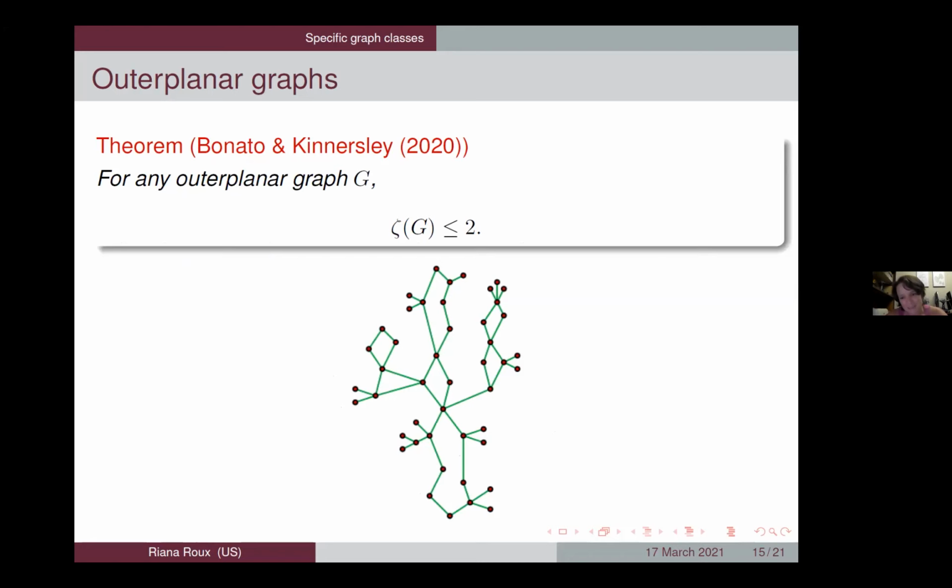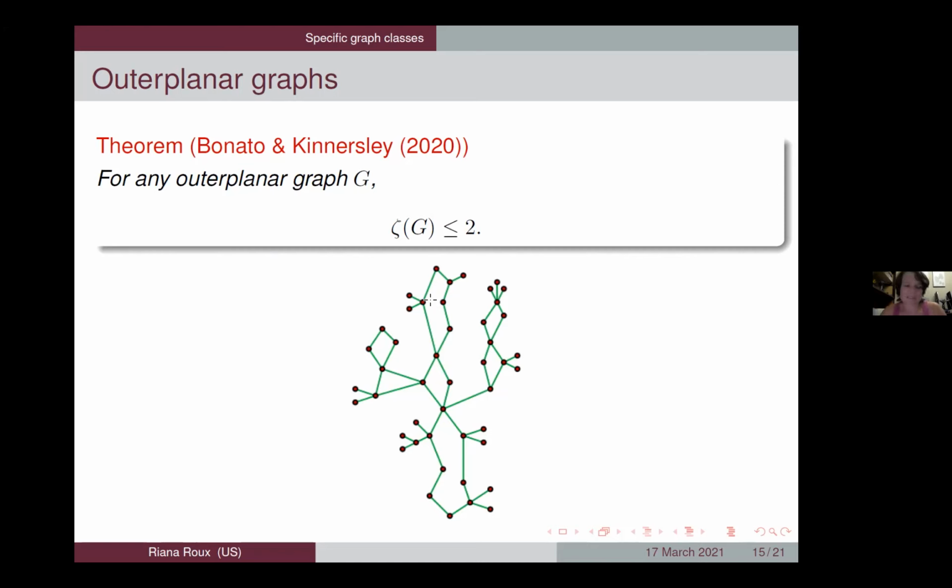But an outerplanar graph is a planar graph where all the vertices lie on the exterior region of the graph, which means that you will never find a vertex inside the cycle. All the vertices must be on the exterior region of this graph. You can have lots of edges inside these cycles, but just never a vertex.